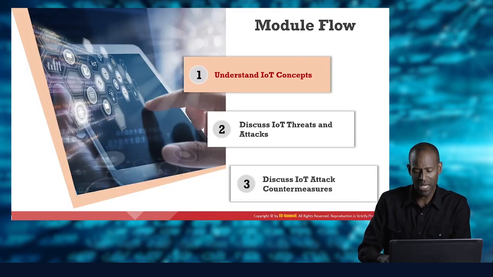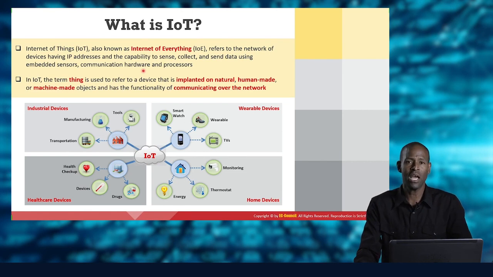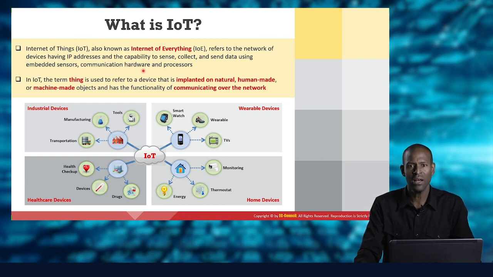So with IoT, we're going to look at some of the concepts of IoT. And IoT, I talked about IoE, is the ability to network together devices that would have in former times been completely separated, inanimate, and what are their purposes? To sense, collect data, to embed sensors, to communicate what's going on. So it's just a thing, and so it's something that's implanted. It's human-made, machine-made objects, and even implanted on natural objects.